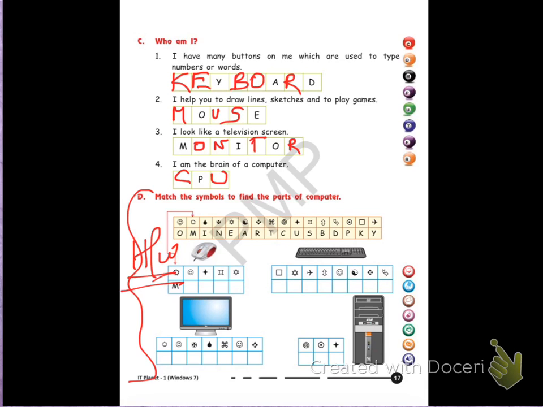Okay? I am the brain of computer. So what am I? I am CPU. Children, what is the full form of CPU? Central Processing Unit. Okay?